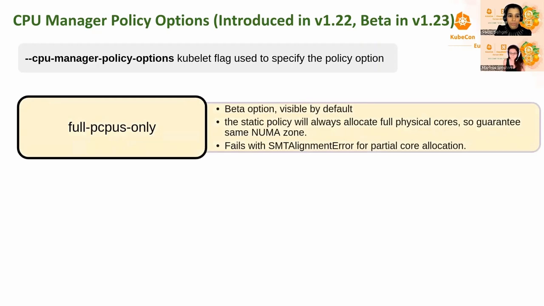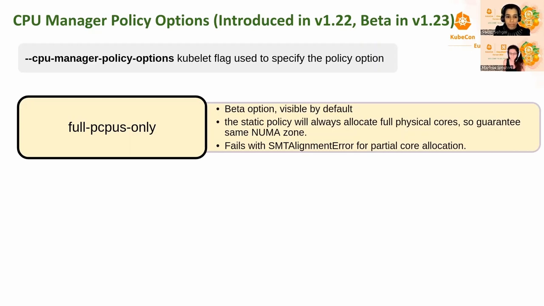The first option is full pCPU only. This is a beta option and has visibility by default. This option allows us to make the behavior of latency sensitive applications more predictable when running on systems where hyperthreading is enabled. We might want to guarantee that no physical core is shared among different containers to meet applications' latency sensitive and performance goals.